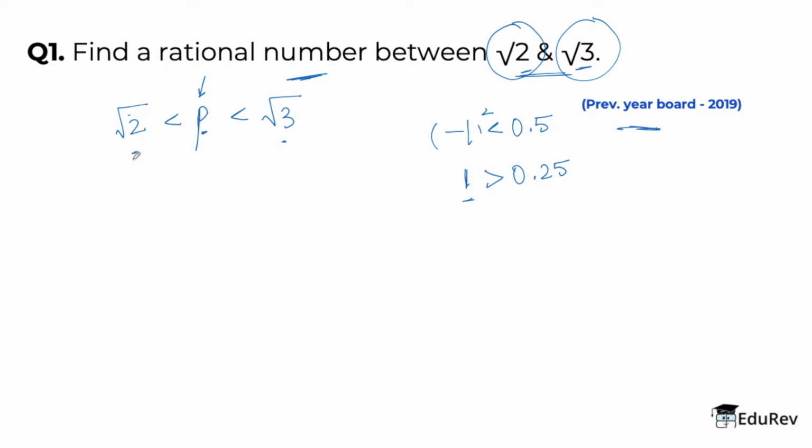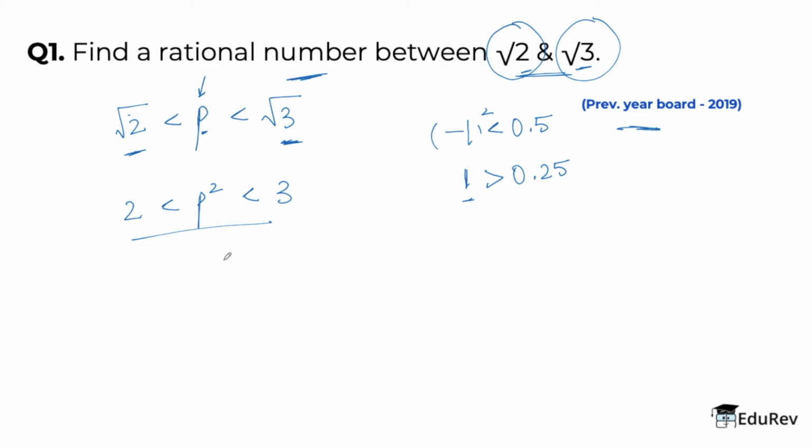reversed. But since both numbers on the left and right side of p, that is root 2 and root 3, are positive, if I square these numbers, I do not have to worry about a change in the inequalities present in my equation. So problem solved. When I square it, my equation will be 2 is less than p squared, which is less than 3. This is the equation that I get.